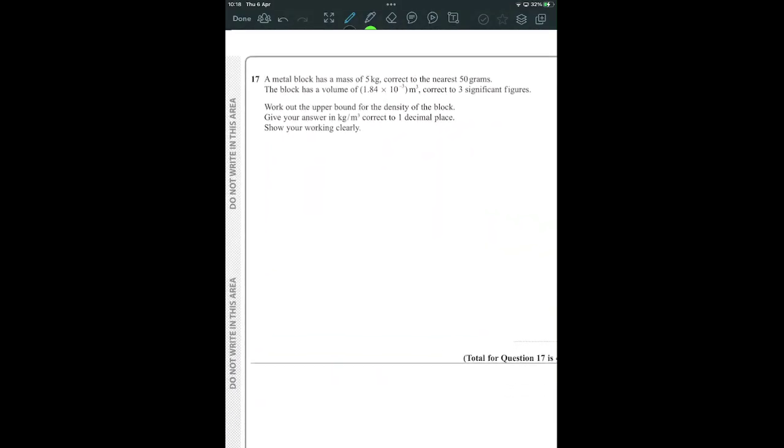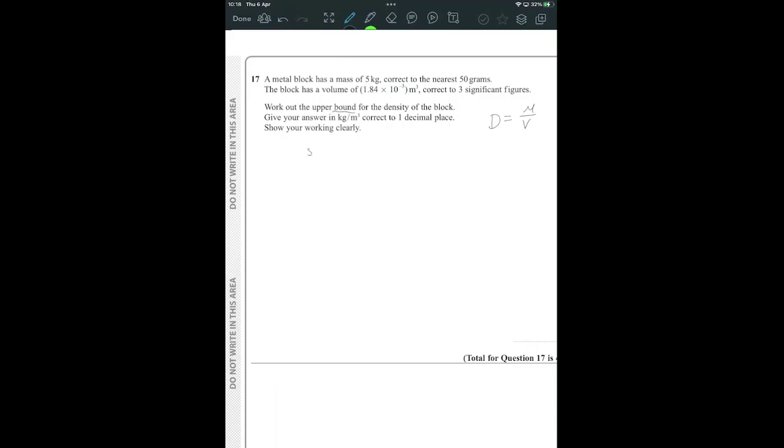This is a bounds question, actually. I can see straight away that there's bound in the question somewhere. A metal block has that mass to nearest 50 grams. Block has the volume correct to 3 sig fig. And we want the upper bound for the density. A couple of things I need to remember then. So density equals mass over volume. And let's also work out our bounds.